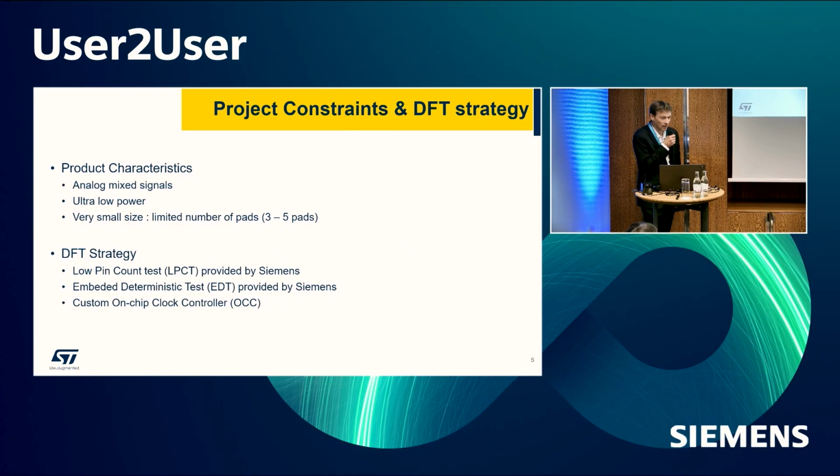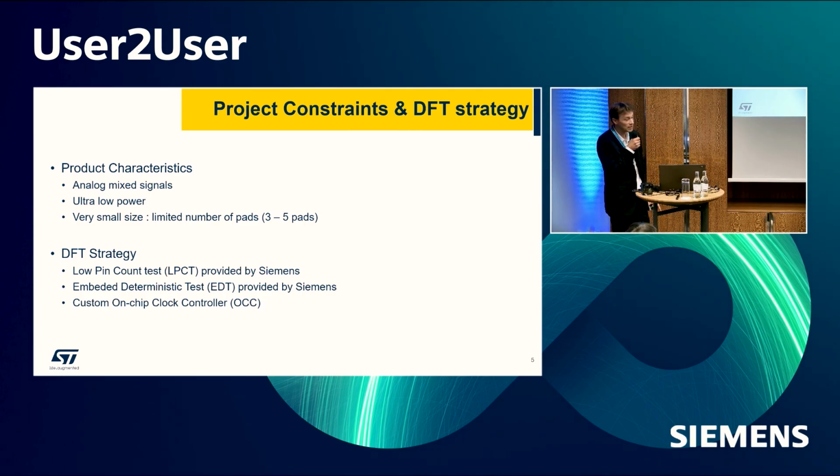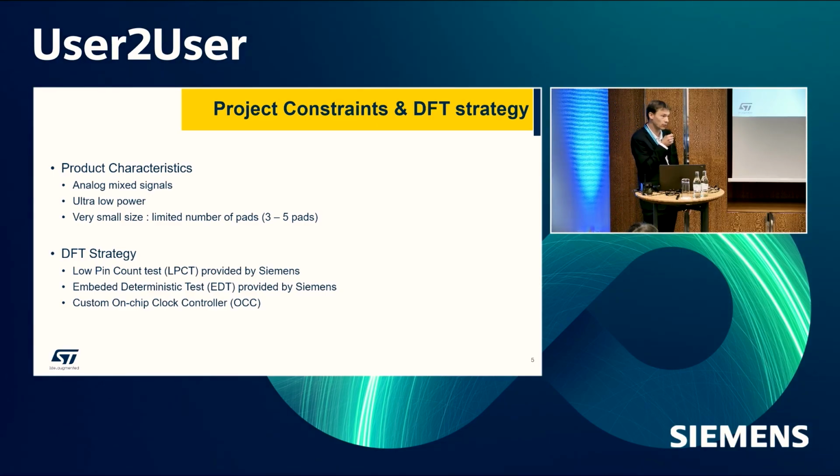So these are very specific products, as I was explaining. They are mostly analog mixed signal products. Of course, they have ultra low power constraints, as you can imagine, because they are embedded into other types of bigger devices, but the lower the power, the better for them. And they are very, very small in size. So typically they can't use the traditional JTAG tap interface.